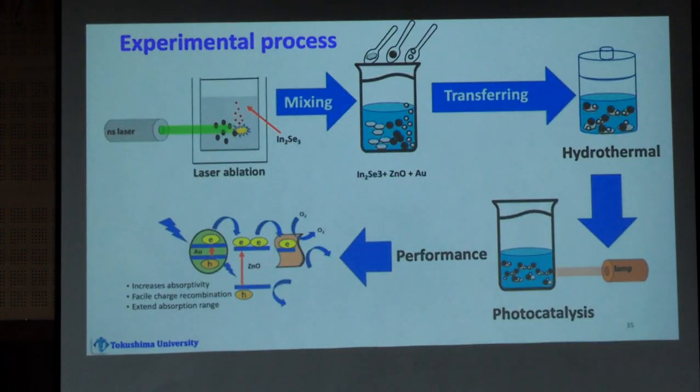This is the same thing. And indium selenide, which was created by laser ablation, was mixed with zinc oxide and Au. Here Au was also created separately by laser ablation, and zinc oxide by the sol-gel method. So individual nanostructures were created by different techniques. They are mixed together and put into the hydrothermal autoclave, and after hydrothermal we can create the ternary composite.